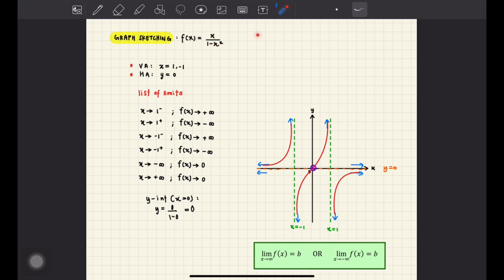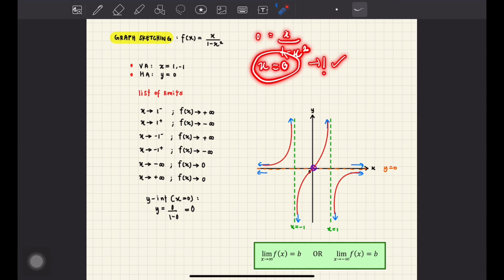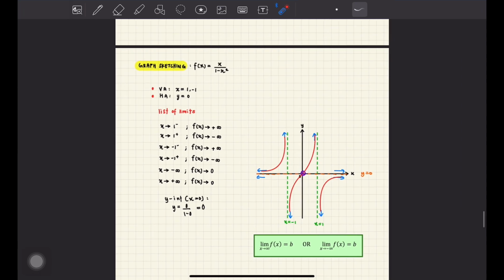Dekat kita punya subject, so 0 equal to x over 1 minus x square. So kita akan dapat terus x equal to 0. So x equal to 0 adalah number, dia bukan undefined. So bolehlah, tak ada masalah. Okay, so yeah, that's it for our graph.